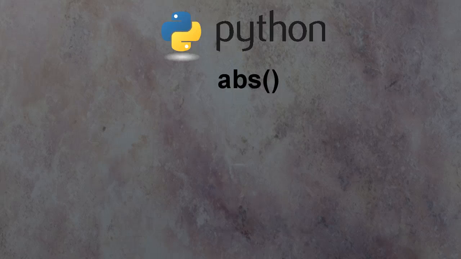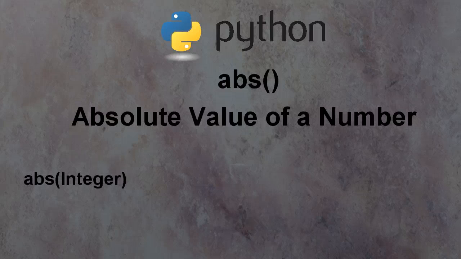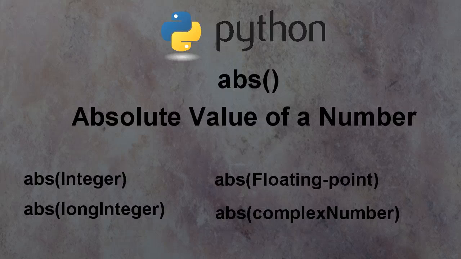This function will return the absolute value of a number. The ABS argument in this case may be an integer, long integer, or floating point number. If the argument is a complex number, its magnitude is returned.